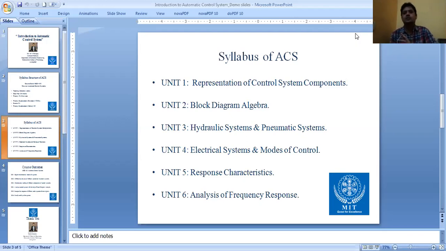And finally, the last unit talks about analysis of frequency response. As we've talked about, we are going to study the responses in detail, and then we have classified the responses in terms of frequency and how that frequency is going to help, that we are going to see. And then finally, the last part.